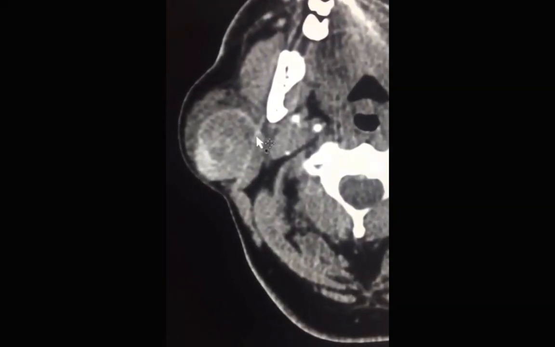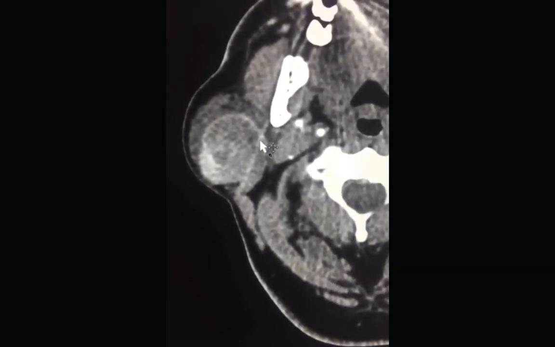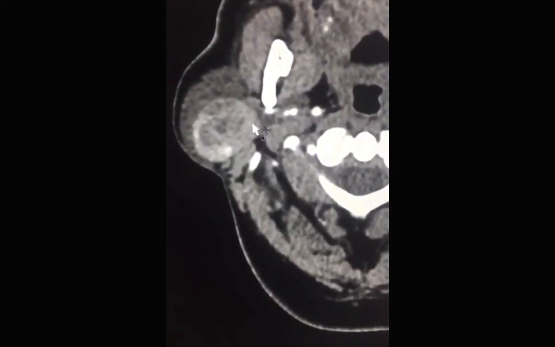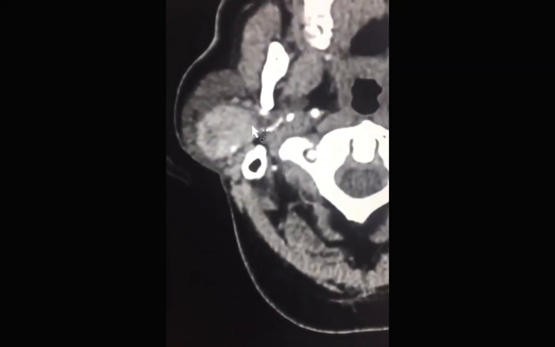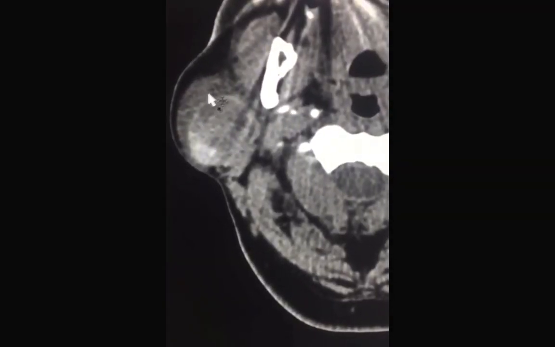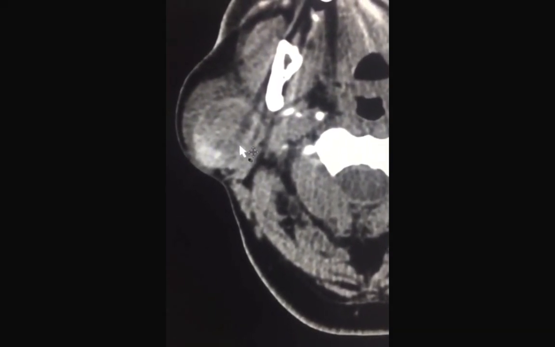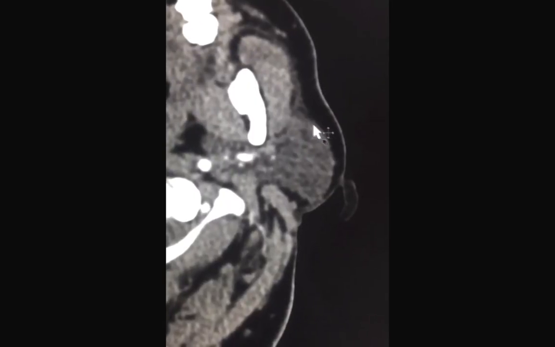Minor salivary gland tumors such as adenoid cystic carcinoma and mucoepidermoid carcinoma could occur in the parotid gland as well. These minor salivary gland tumors are typically more aggressive and have an infiltrative appearance rather than a well-defined appearance, although overlap does occur. Now let's go to the contralateral side.